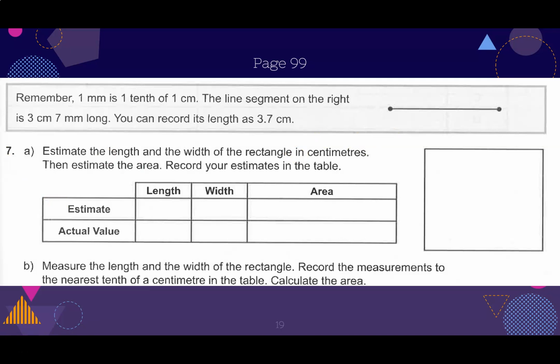I would like you to try question 7 by first estimating the length and the width of the rectangle to the right. Fill in your estimate in these boxes and then calculate the area. Then I would like you to find a ruler and measure the actual length and width of that rectangle. We have not done enough practice with decimals and multiplication yet, so you may use a calculator to solve the area.